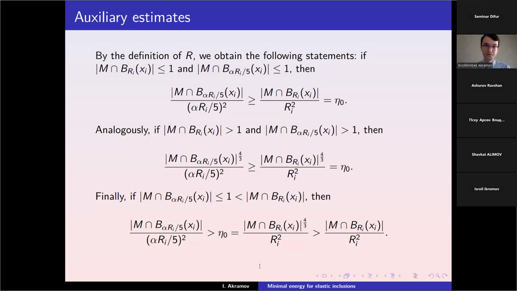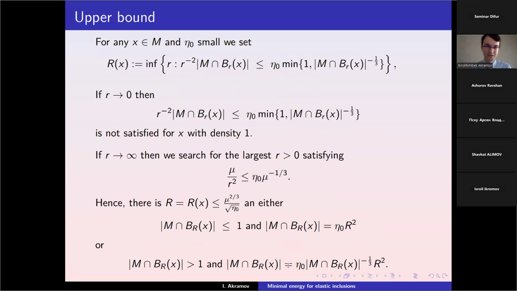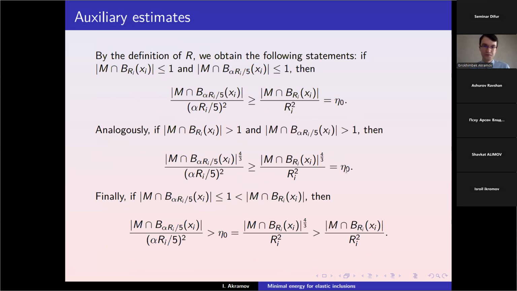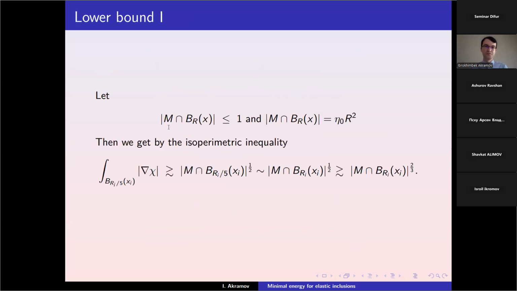If it's bigger than 1, then we have mu intersection with BRX is equal to nu 0, m intersection with BRX to the power of -1/3 times r squared. Okay, please continue. And then for this term, it will be equal to nu. Then this is true. Yeah, the last is understandable. Okay, then further.